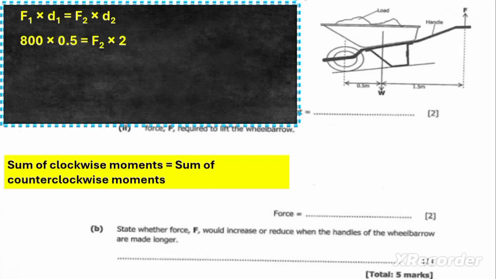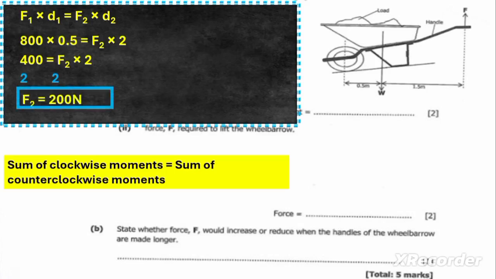800 times 0.5, we are going to get 400. F times 2. So here divide by 2, and here divide by 2. F2 therefore is equal to 200 newtons. So F therefore is equal to 200 newtons.